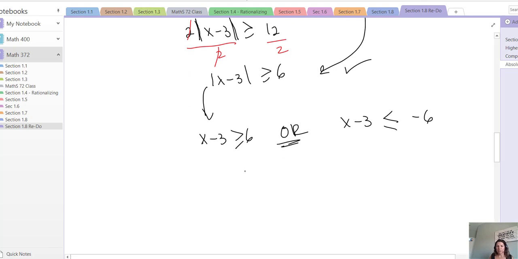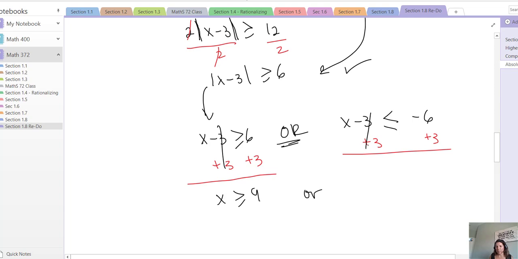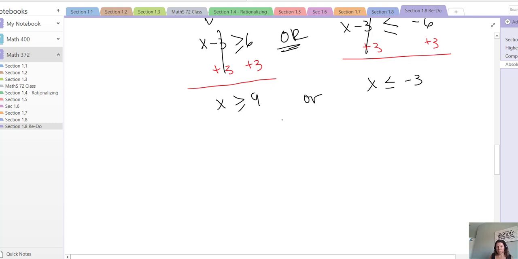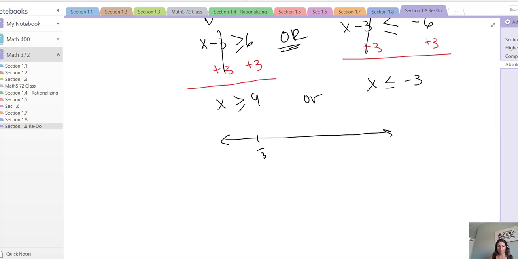And now I solve these two. And just like before, we're going to add 3 to both sides, solving them simultaneously here. So I'm going to have x is greater than or equal to 9, or x is less than or equal to negative 3. So when we do that on a number line, I'm going to have negative 3 and 9.